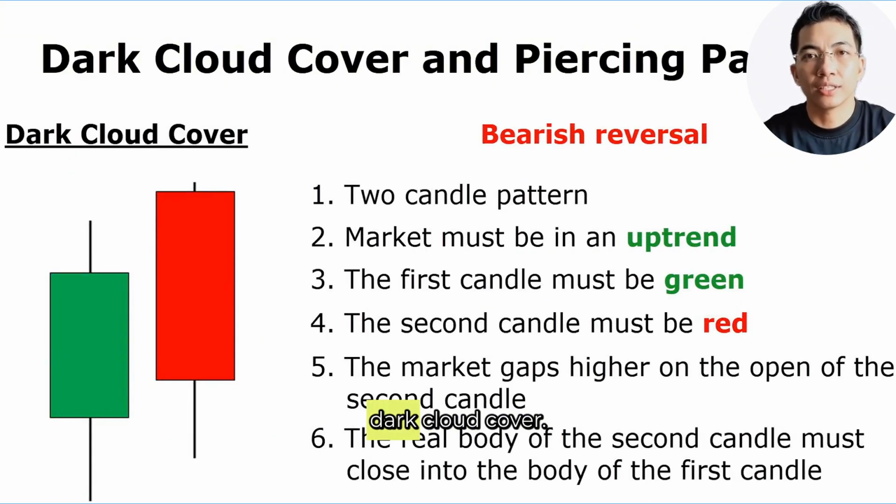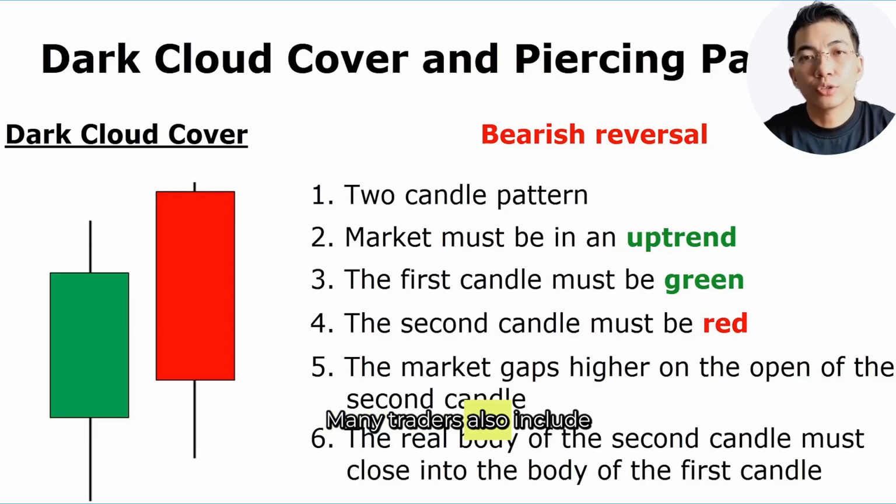Let's start with the dark cloud cover. So the dark cloud cover is a bearish reversal pattern and it is composed of two candlesticks. The market must be in an uptrend. Once again, this condition is very important. The first candle must be green and the second candle must be red. Then the market gaps higher on the open of the second candle. So there is a gap between the first and the second candle. Last condition is that the real body of the second candle must close into the body of the first candle.